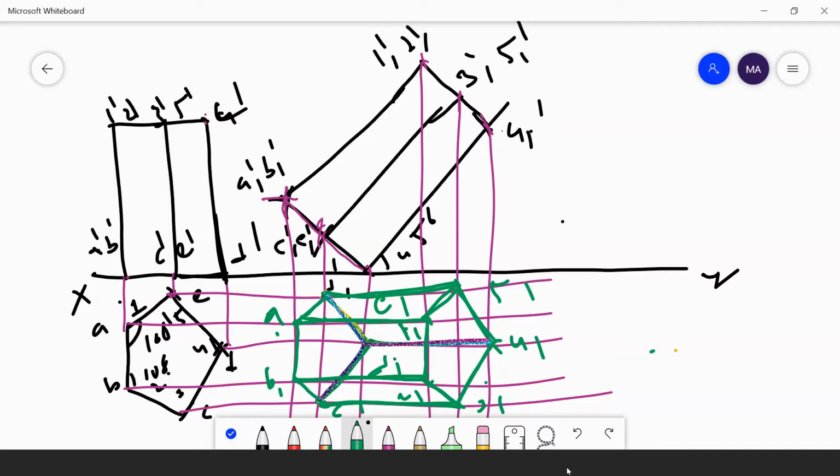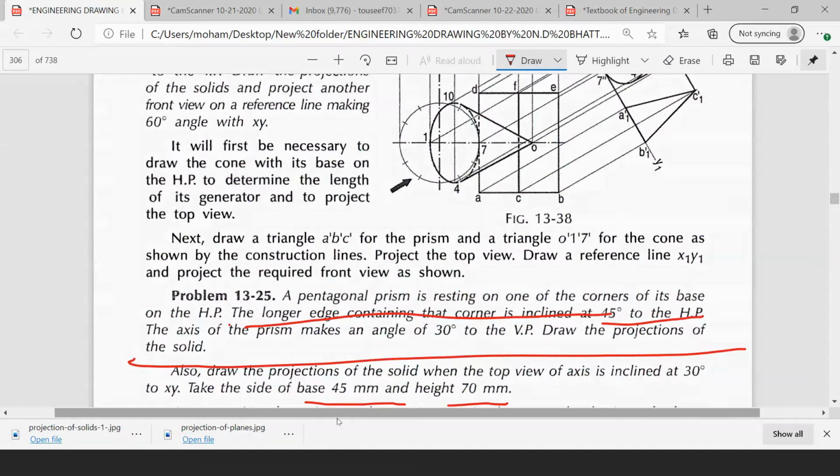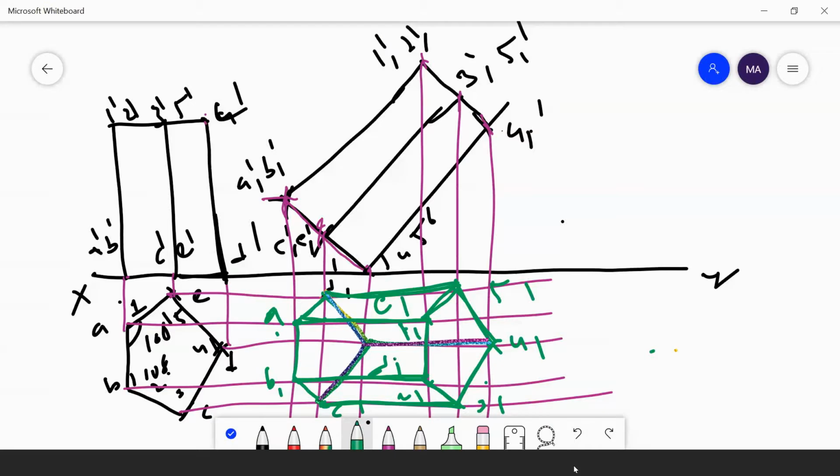And he is saying that the axis of the prism makes an angle of 30 degrees to the VP. Okay. Here, axis, you need to draw the axis. But we didn't draw any axis here. How will you draw the axis here? Take the midpoint. Join this one.